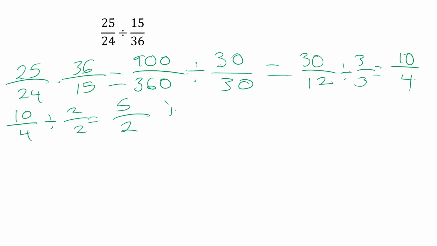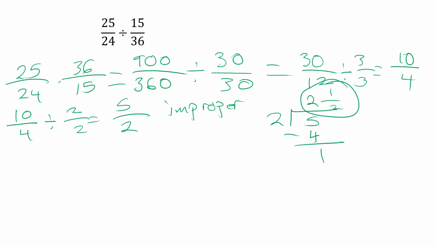And then because this is improper, we'll do 2 into 5. 2 goes into 5 twice, which gives us 4. Subtracting it, 1, so we get 2 1/2. So that's one way that we could do this problem. And that's perfectly fine. There's nothing wrong with doing it that way.